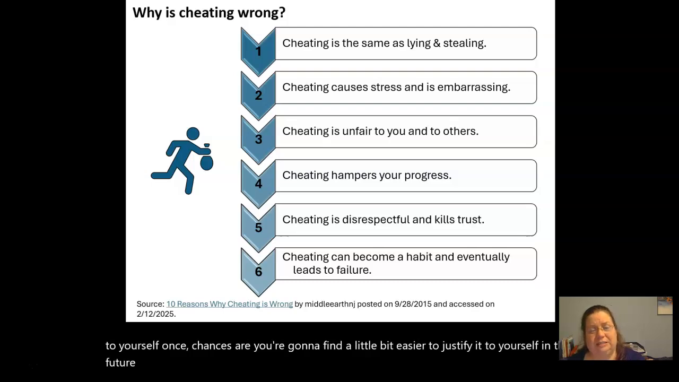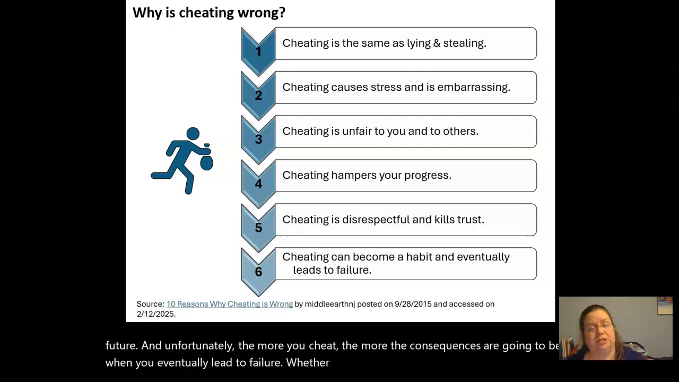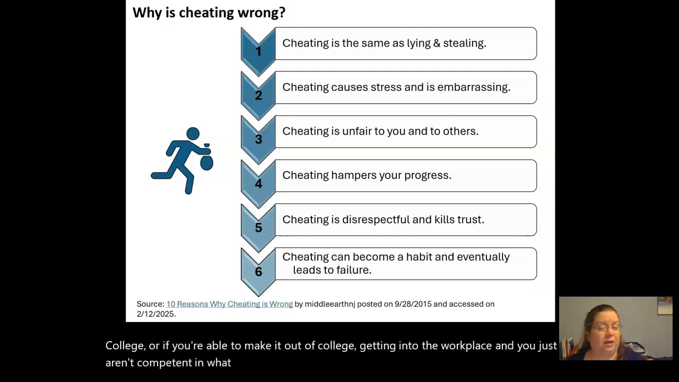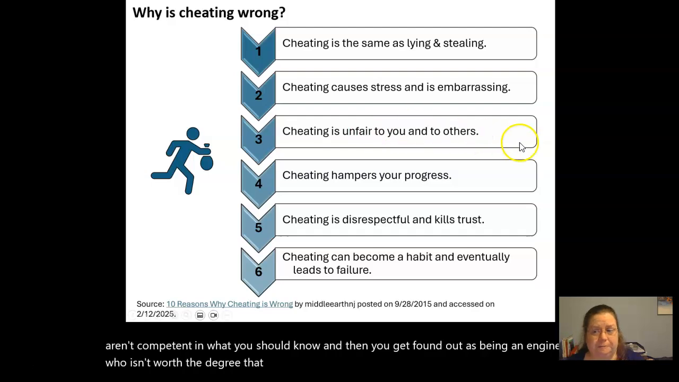And unfortunately, the more you cheat, the more the consequences are going to be when you eventually lead to failure, whether it's getting caught cheating in college, or if you're able to make it out of college, getting into the workplace and you just aren't competent in what you should know, and then you get found out as being an engineer who isn't worth the degree that you supposedly earned.